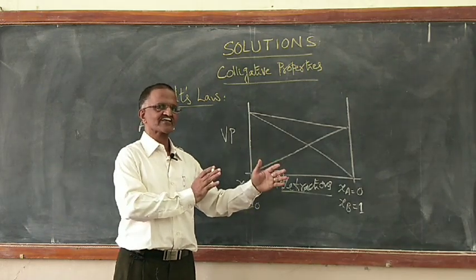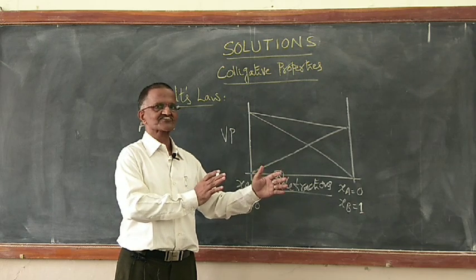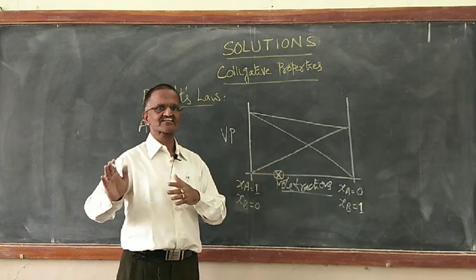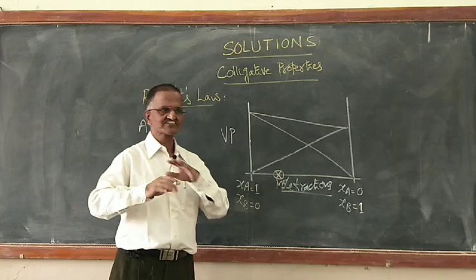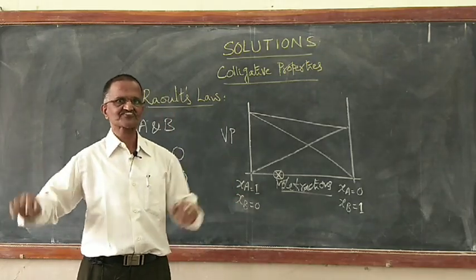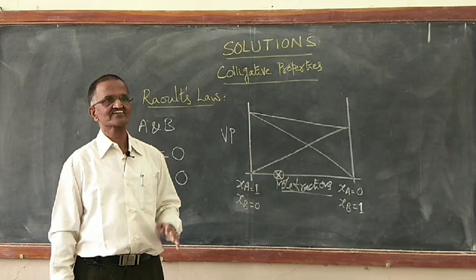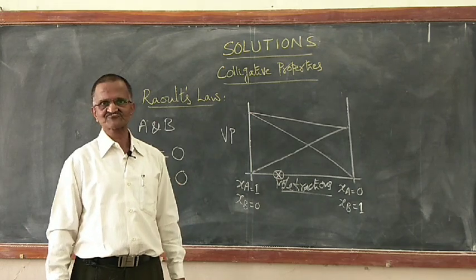Suppose you had added 20 grams of B with 80 grams of A. So now finally I want my separate 80 grams and 20 grams of A and B. If I want that, will I achieve it or not? That's what I have to see.